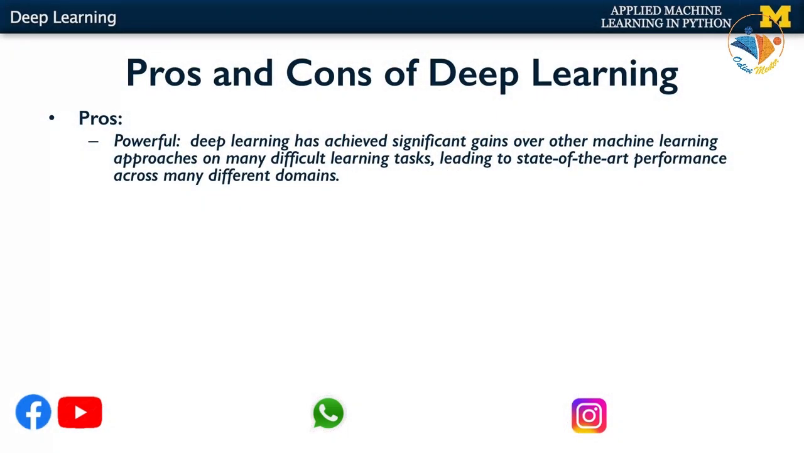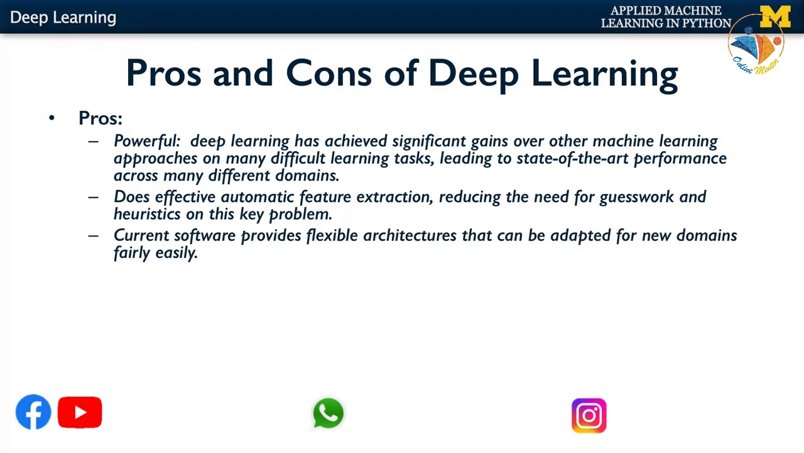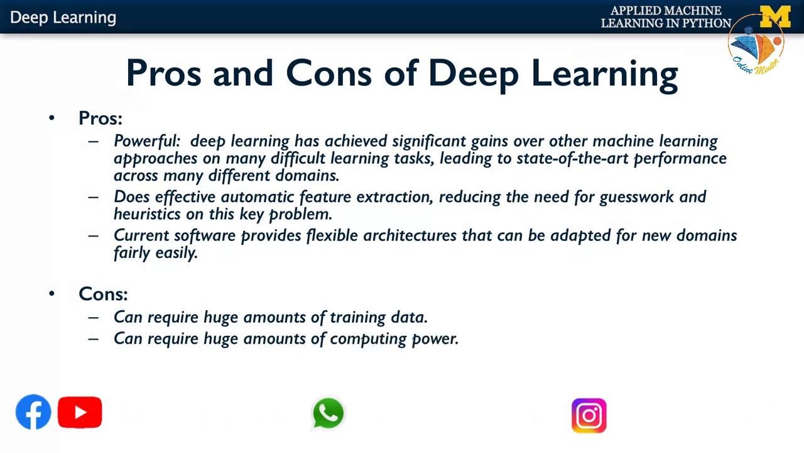On the positive side, deep learning systems have achieved impressive gains and have achieved state-of-the-art performance on many difficult tasks. Deep learning's automatic feature extraction mechanisms also reduce the need for human guesswork in finding good features. Finally, with current software, deep learning architectures are quite flexible and can be adapted for different tasks and domains. On the negative side, however, deep learning can require very large training sets and computing power, and that can limit its practicality in some scenarios.